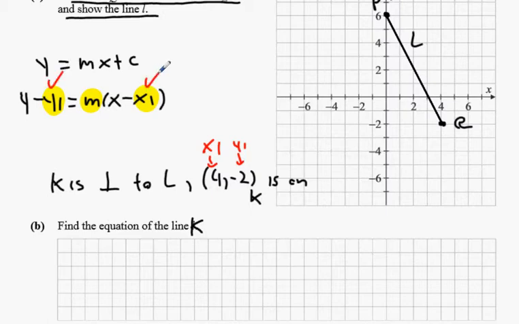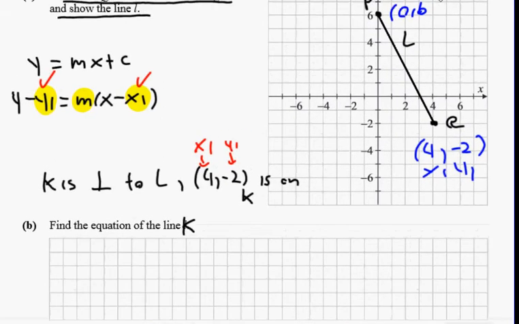Are there any keywords in this question that tell us where the slope comes from? Perpendicular to the old one. So we'll get the old slope, okay? So we'll work with the old slope. We're doing (4, -2). I'll call that x1, y1. (0, 6) is x2, y2. I'm going to use the slope formula here, which is y2 minus y1 all over x2 minus x1.